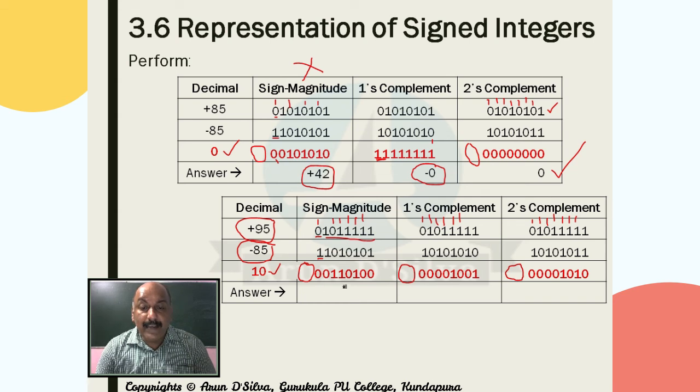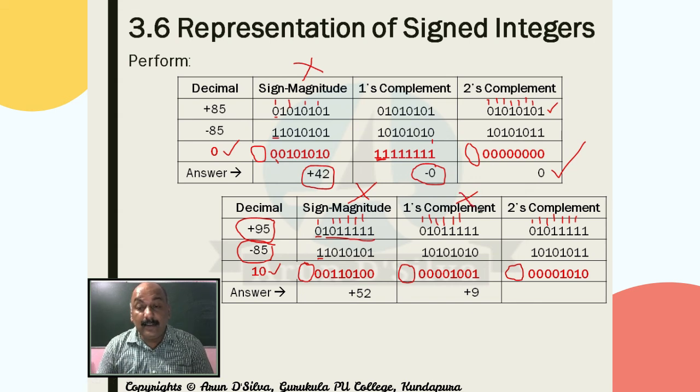Now, when it is seen in decimal, this means plus 52. This translated value comes to plus 52. In reality, what should I get? Plus 10. But I am getting plus 52. What does it mean? This is wrong. Second, in 1's complement, when you see, I get plus 9. In reality, what should I get? Plus 10. But I am getting plus 9. So this method also does not suit.